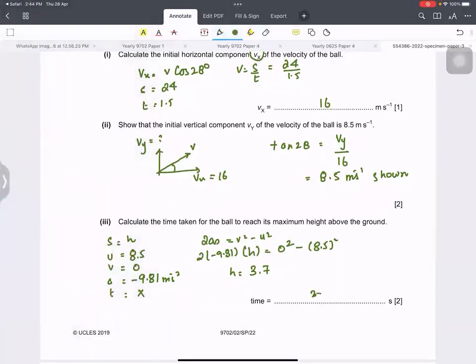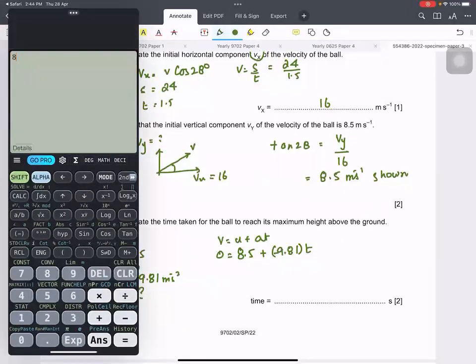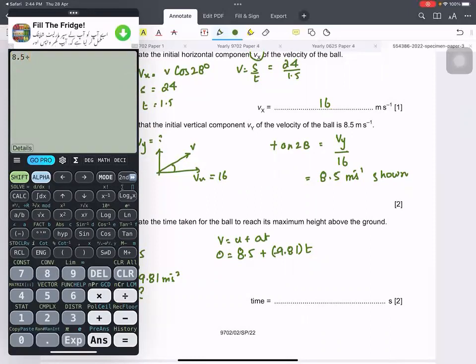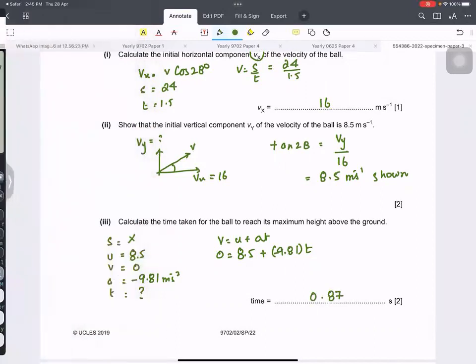Oh, what is happening? It says maximum time, and I found height. Sorry, I don't need this. I want time. Okay, I need to find it. So you can use v is equal to u plus at, then 0 is 8.5 plus 9.81, which is minus, and time. So it is 0.87 seconds. All right.